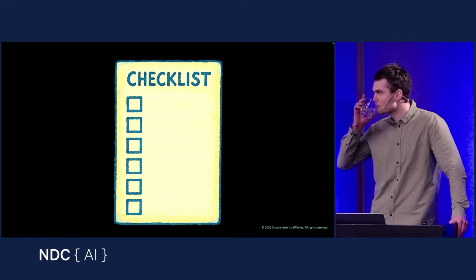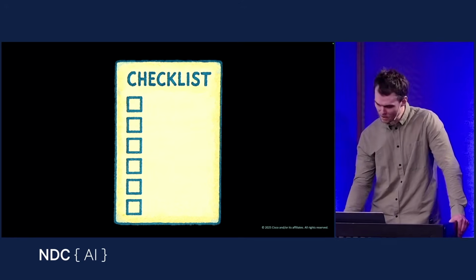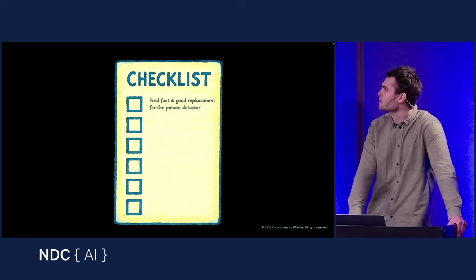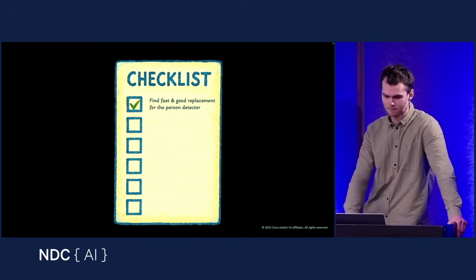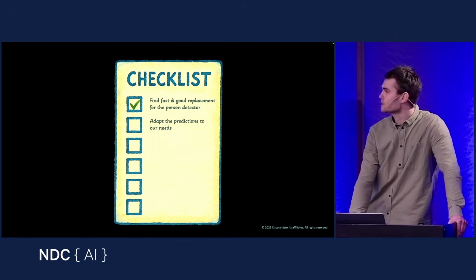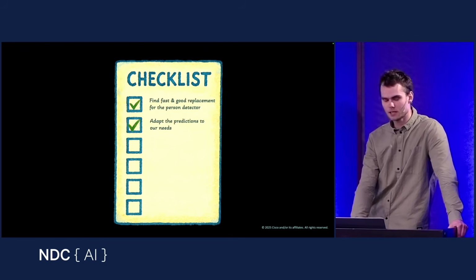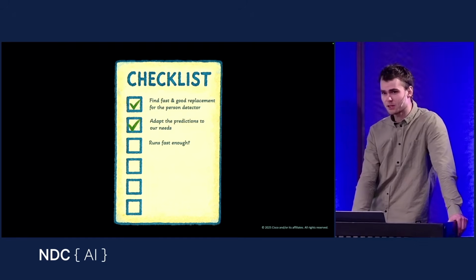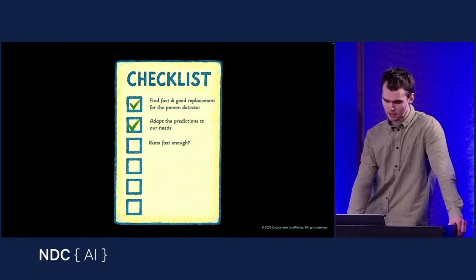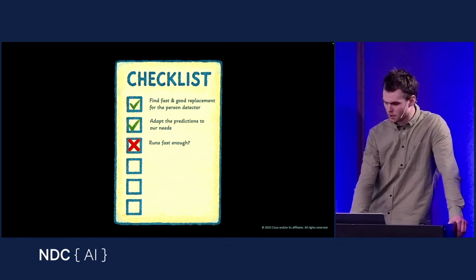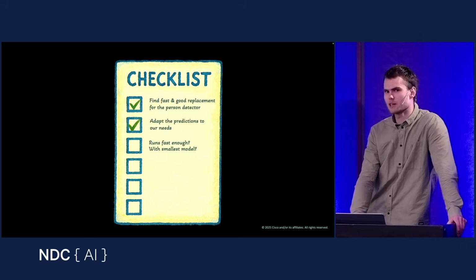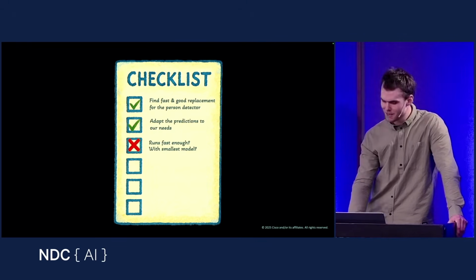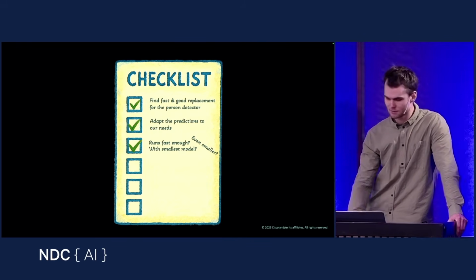So let's say we have an imaginary checklist now. Find a fast and good replacement for the person detector. Done. Adapt the predictions to our needs. Yeah, let's find heads. Does it run fast enough for us to run it all the time during meetings? Not quite. What if we go for the smallest model available? Not yet. What if we make it even smaller than that? There we go.